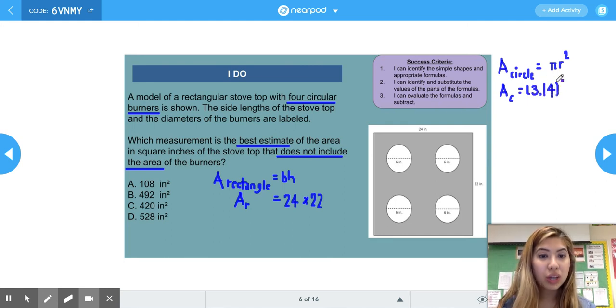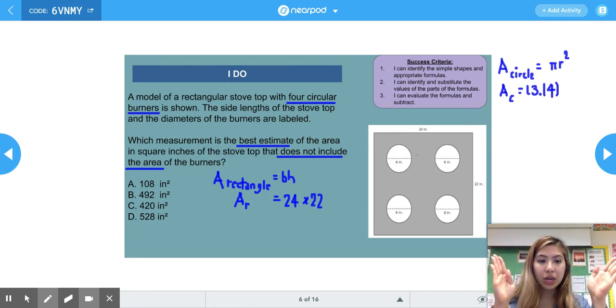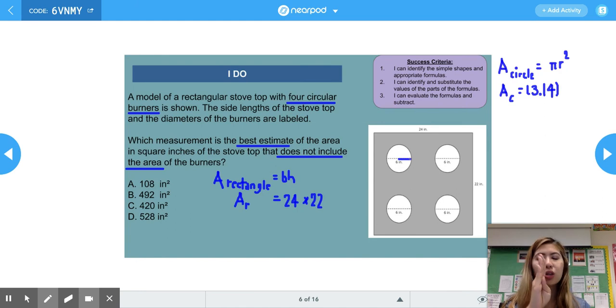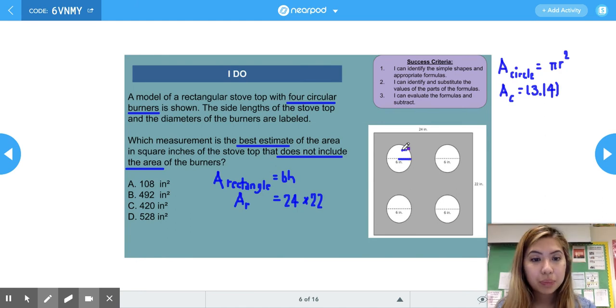So in this diagram, we're given the length of the diameter, which is from one end of the circle to the other end of the circle, which is 6 inches, but we need to figure out what the radius is. And the radius is half of the diameter since it's only the length from the middle of the circle to the end of the circle. So half of 6 is 3. So our radius is 3 inches.